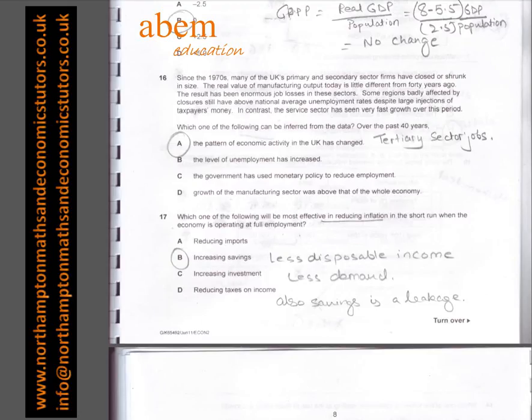Question number 16. Since the 1970s, many of the UK's primary and secondary sector firms have closed or shrunk in size. The real value of manufacturing output today is little different from 40 years ago. The result has been enormous job losses in these sectors. Some regions badly affected by closures still have above national average unemployment rates despite large injections of taxpayers' money. In contrast, the service sector has seen very fast growth over this period. Which one of the following can be inferred from the data over the past 40 years? The pattern of economic activity in the UK has changed. We can say the manufacturing sector has declined and tertiary sector jobs have increased.